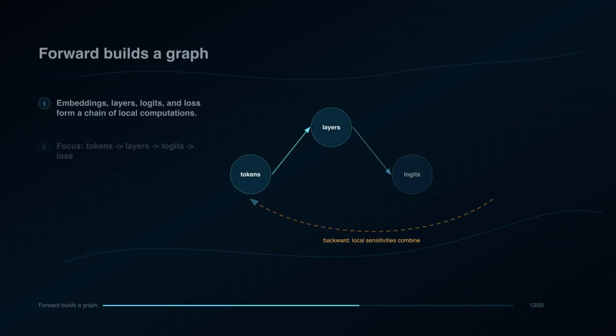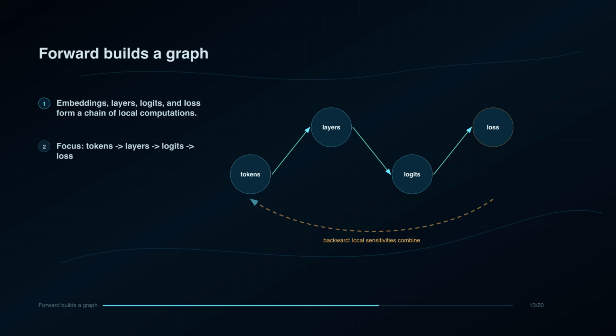The forward path can be viewed as a computation graph. Tokens select embeddings. Layers perform matrix multiplications, attention, nonlinear transformations, residual additions, and normalization. The final representation produces logits. Softmax and cross-entropy produce a scalar loss. Each box in that graph remembers enough information to determine how a small change in its input would affect its output. Backpropagation walks the graph in reverse and combines those local effects.